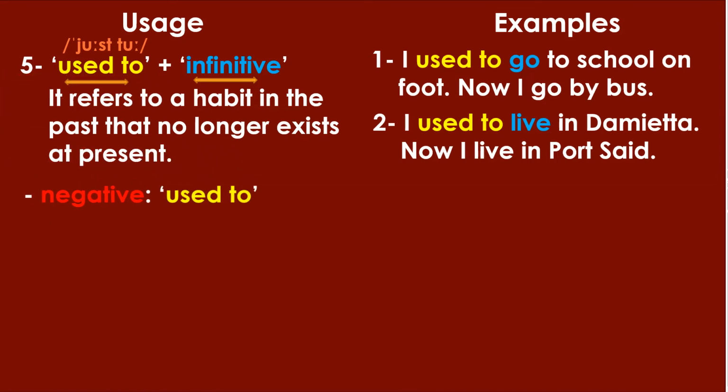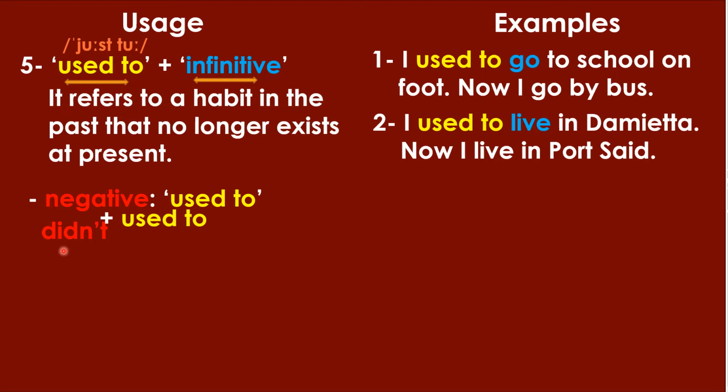Okay, let's have a look at the negation of used to. This is what we're going to have: didn't, and then used to, and then the infinitive. And by the way, we can also use used to without the D. Both are right, with the D and without the D. In the negative we use did not plus used to, with or without the D.